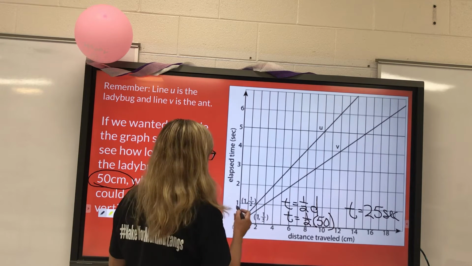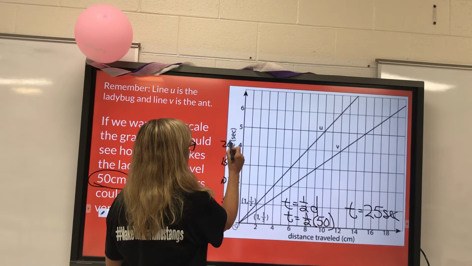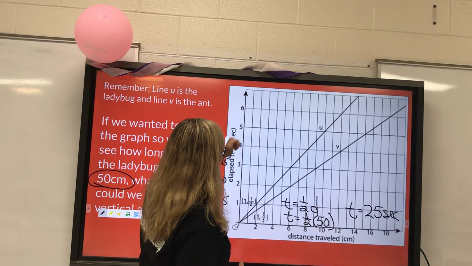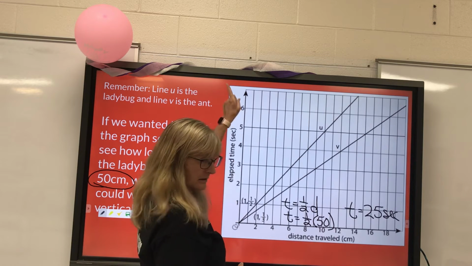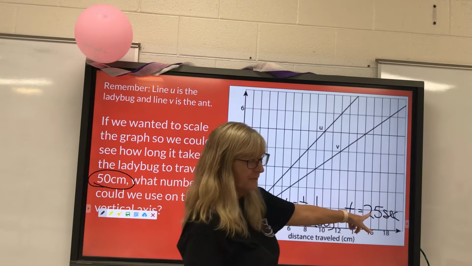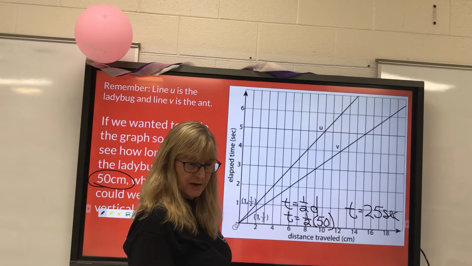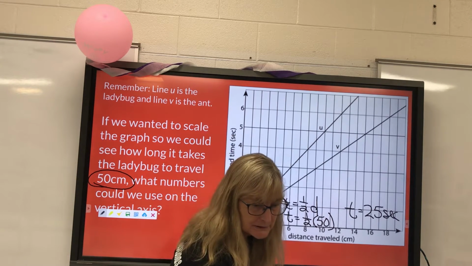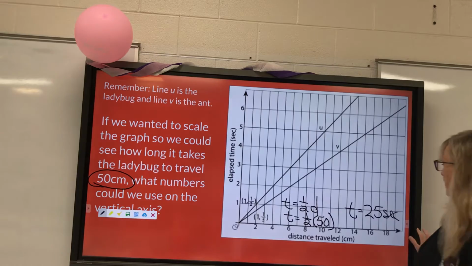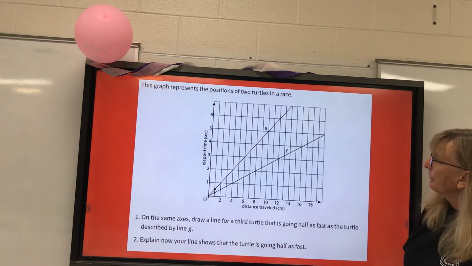Is there another thing that we could do? Could we make each line worth 5 and redraw the graph? We could do that as well. But we'd have to have 25 on the vertical axis. Okay, do you see where we got the 25 from? Okay. Questions you have for me? All right. We're getting there. We got one more to go before we do the practice problems.